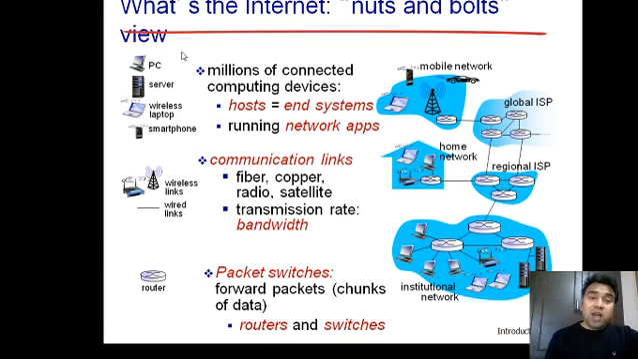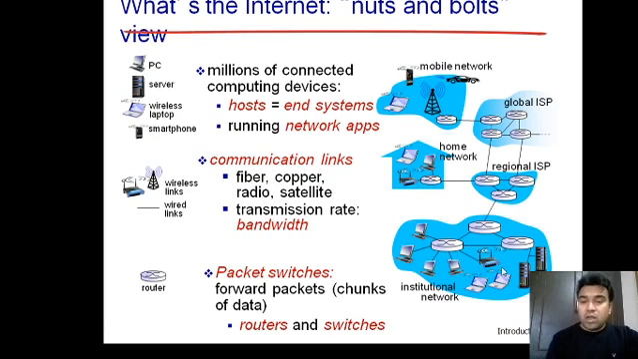Right now, these are the nuts and bolts of the internet, in which the first thing is the network edge, which has millions of communicating devices connected with the internet. The second thing is communication links, which can be optical fiber, copper, radio waves, satellite communication, and this is also called the network core. And then there are packet switches, which include routers and switches. These devices are also part of the network core. So these are the nuts and bolts of the internet.